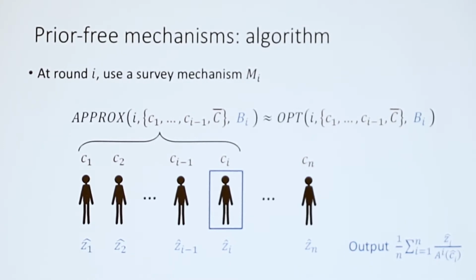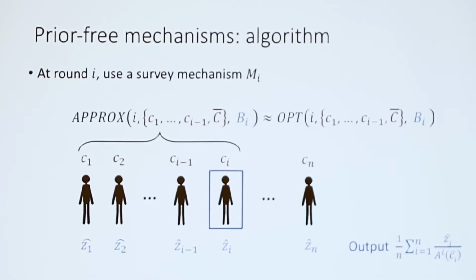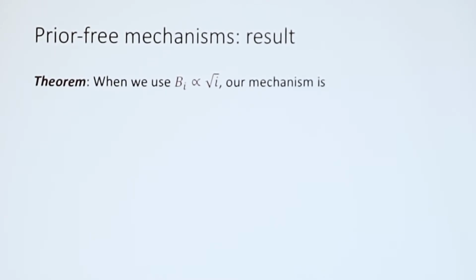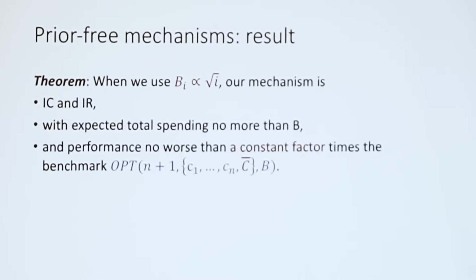Okay. So we show that when we use a mechanism like this, and we set the budget we use at round I to be proportional to the square root of I, our mechanism will be incentive compatible and individually rational, and it satisfies the budget constraint. And its performance will be no worse than a constant factor times our benchmark, which is the optimal mechanism when we know the cost distribution.